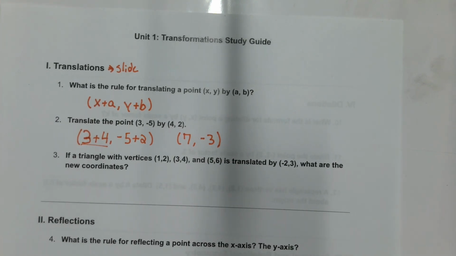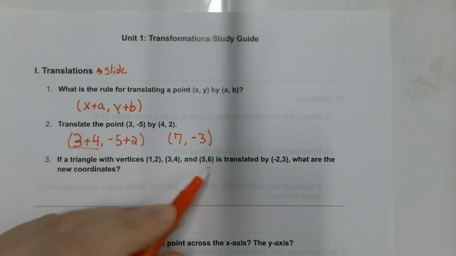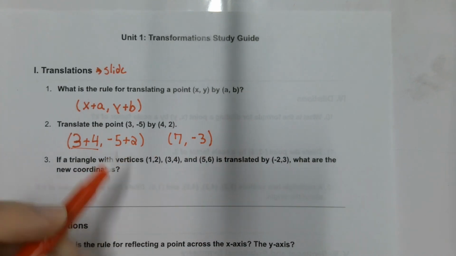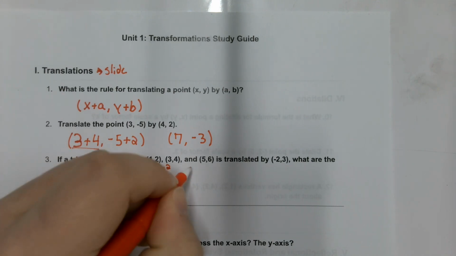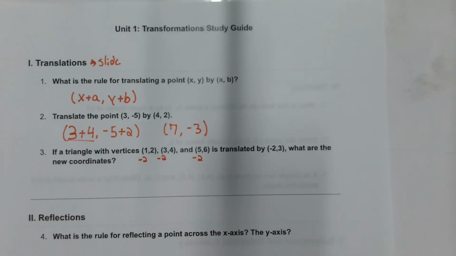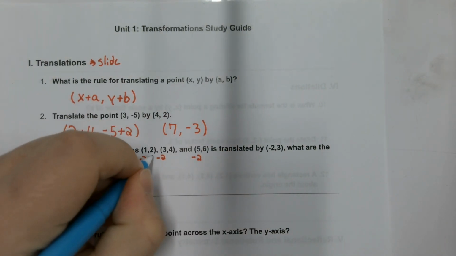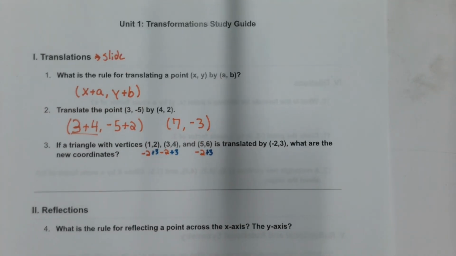So if we kind of do the same thing, putting it all together, and we do the last one here. If I want to take a triangle with 3 points on it, right? So here are my vertices. And I'm going to translate it by -2, 3. So I'm going to take each of these and I'm going to subtract 2 from all of the x's. And I'm going to come in and add 3 to all of the y's.